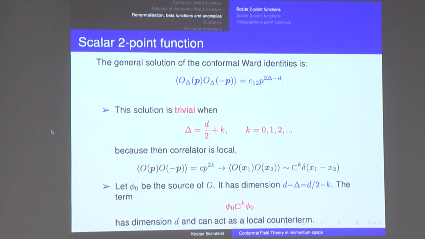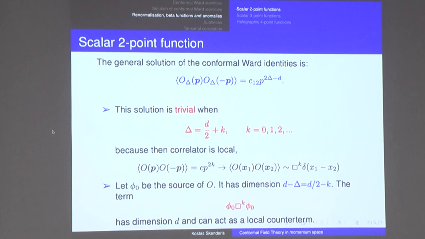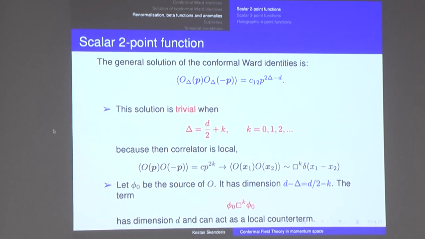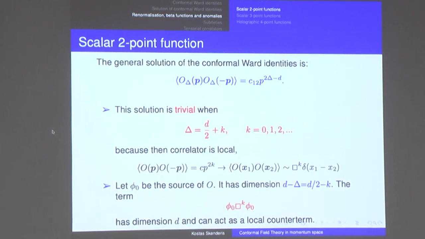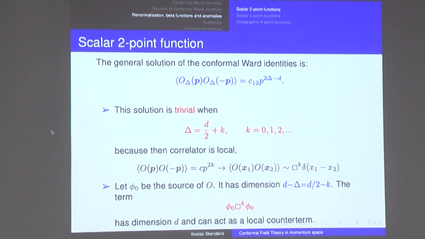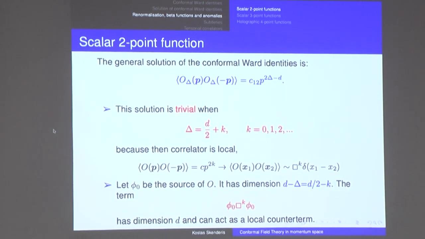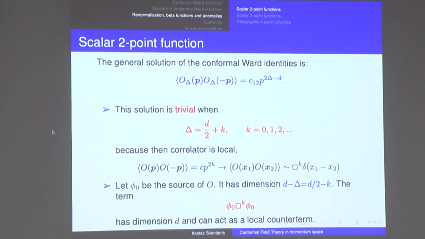Now, if you have a dimension which is of this type, and I call phi naught the source of O, we discussed yesterday also the coupling of sources to operators. So this product here has to have dimension d. So if this is dimension delta, this will have dimension d minus delta. So if delta is d over 2 plus k, this means that this guy is d over 2 minus k. And now if I construct this object, phi naught box to the k phi naught, then the dimension of that object is twice this, which is d minus 2k, and the box has dimension 2k, so this object has dimension d.